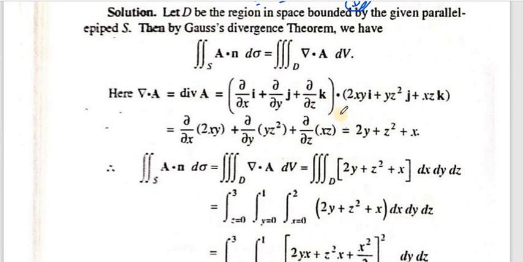We can evaluate it by del dot F = 2xy i + y² z j + xz k, which is equal to 2y + z² + x. So the value of the double integral over S of A dot n dσ is equal to the triple integral over D of del dot A dV, which is equal to the integral from 0 to 3, integral from 0 to 1, integral from 0 to 2 of (2y + z² + x) dx dy dz.